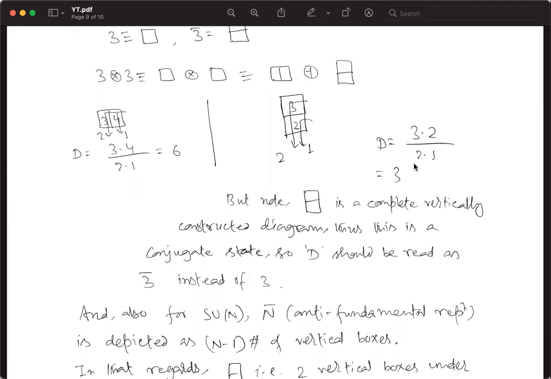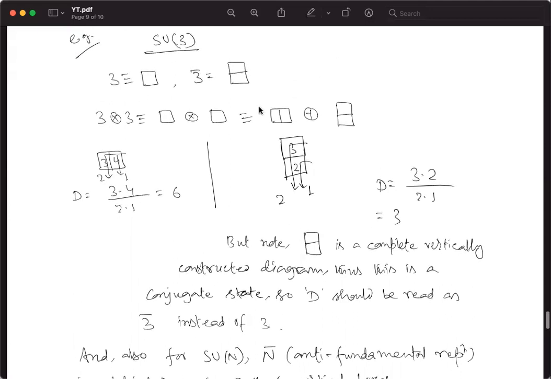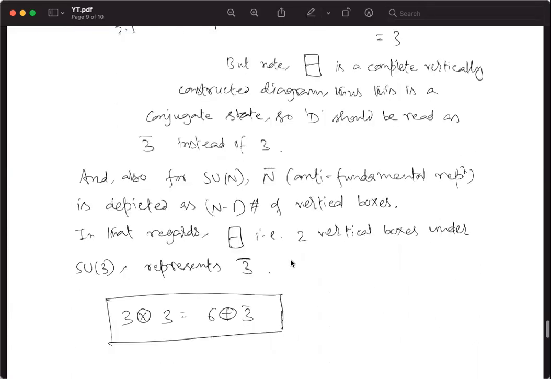But again, every time we have to be careful. Note that this is a vertical box, which is a completely antisymmetric object, or a conjugate state, right? So that's why the dimension is 3, but actually it is 3 bar, and you can see this structure is nothing but this one. So this is a 3 bar, and so 3 minus 1 is 2, now 2 vertical boxes there. So this is the conjugate representation.